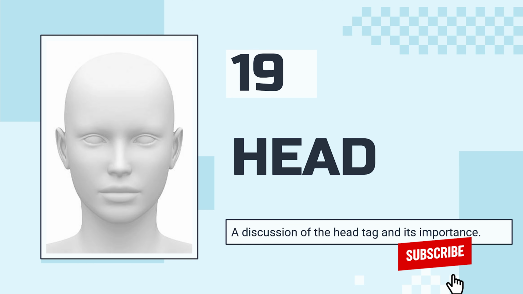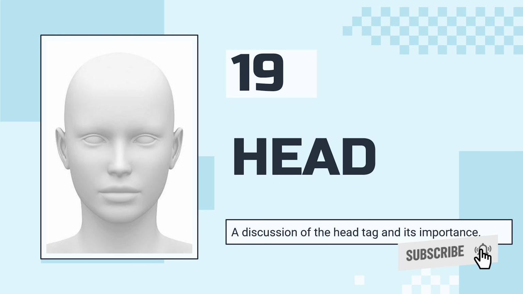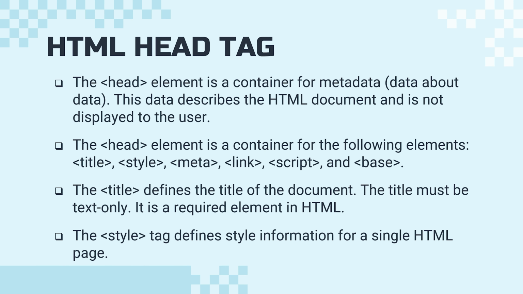In this video, we're going to talk about the HTML head. Now, this head serves as a container and we're going to describe all the functions and all the things that it contains and what they do. So the HTML head tag is a container for metadata, which is basically data about data. And the purpose of this data is that it describes the HTML document and is not displayed to your user. So it's basically for description purposes to the browser, but it's not displayed to the user.